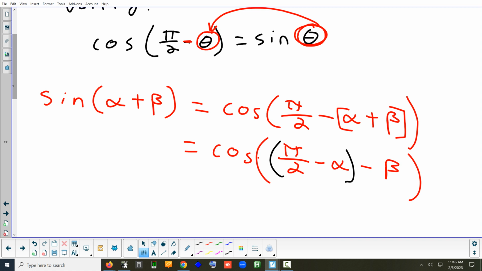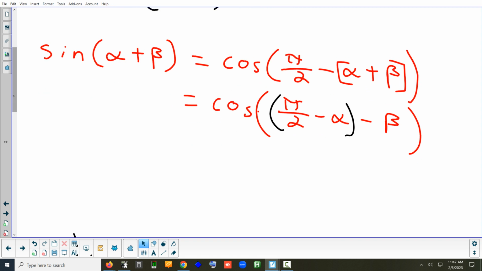I mean, wouldn't it? You just distribute the minus sign. Yeah. So what you have inside here is a pi over 2, a negative alpha, and a negative beta. Break it up, group it any way you want. Pi over 2, a negative alpha, and a negative beta. It's still the same.